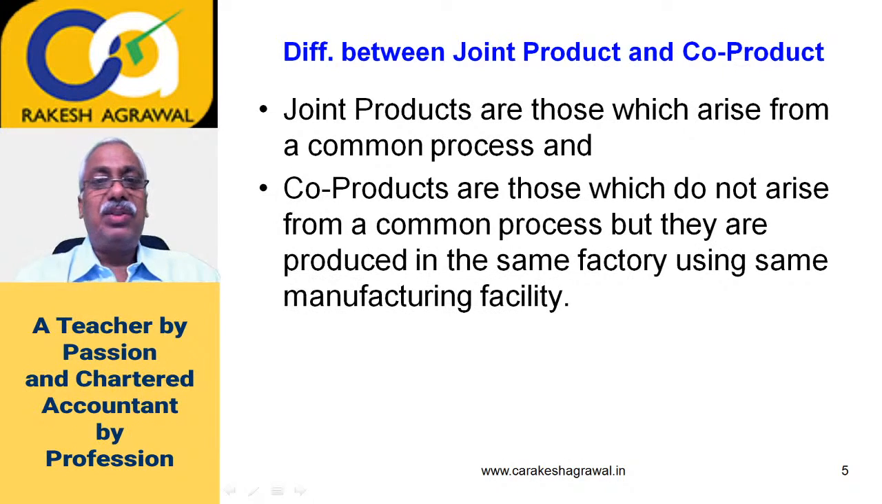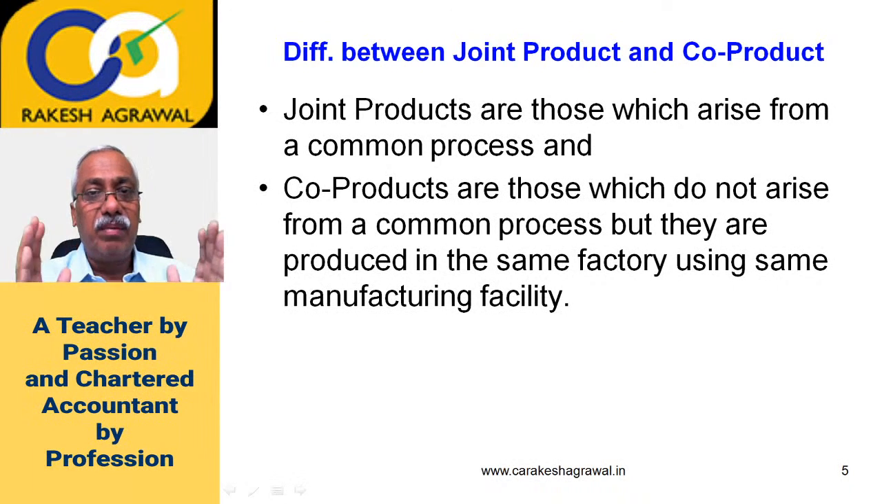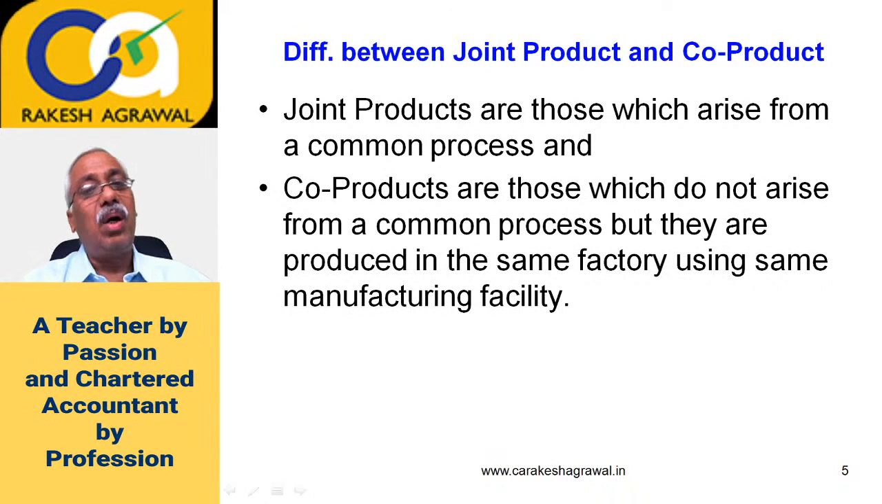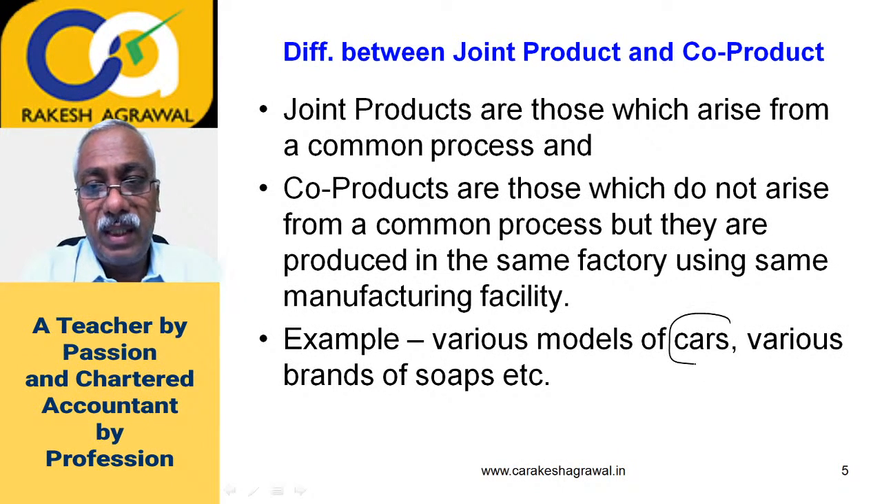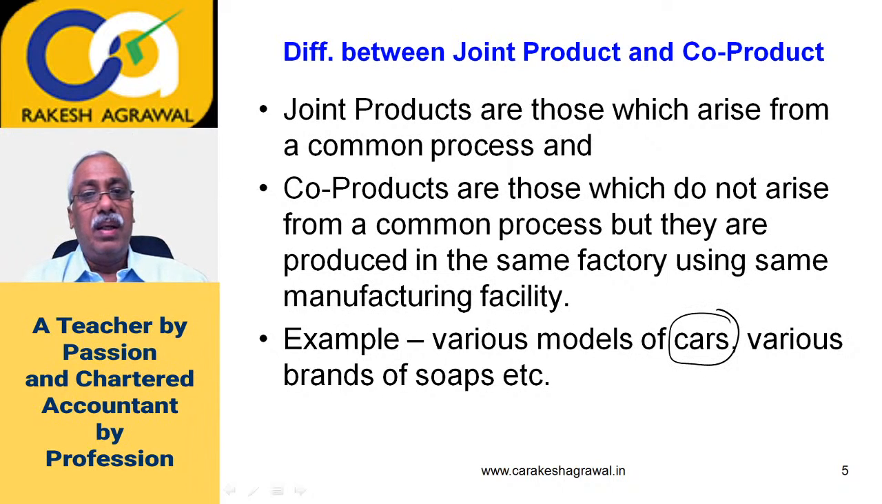Like in a car manufacturing unit, you manufacture a variety of models of cars. Now it's not that raw material goes in and you get model A, model B, model C out of the process. No. If you are manufacturing model A of the car, only model A will get manufactured. Then you can start manufacturing model B on the same unit, in the same factory. So various models of cars are manufactured in the same factory using the same machinery, but they are not joint products. These various car models are co-products.